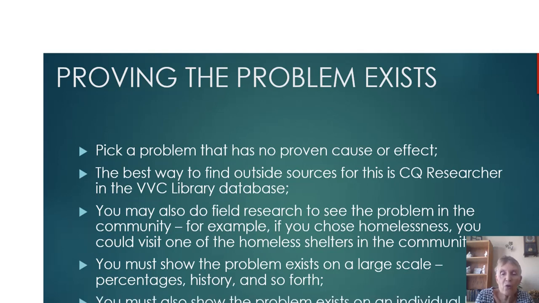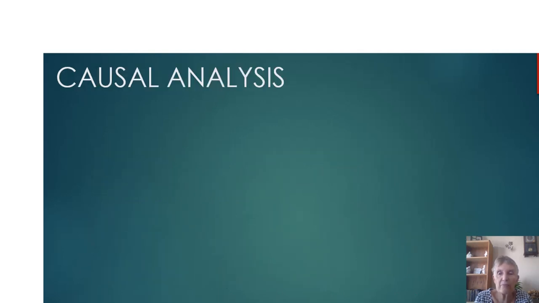You must also show the problem exists on an individual basis. You can use interviews here. It's a great place to use pathos in your essay. If there's some problem that you have had from society, you could use yourself as an individual that proves the problem exists.